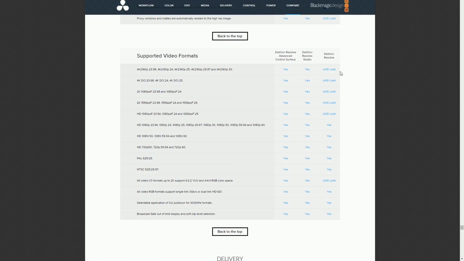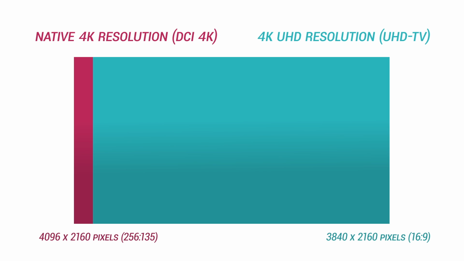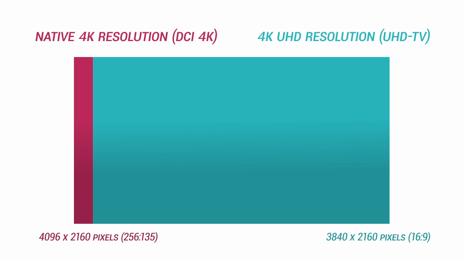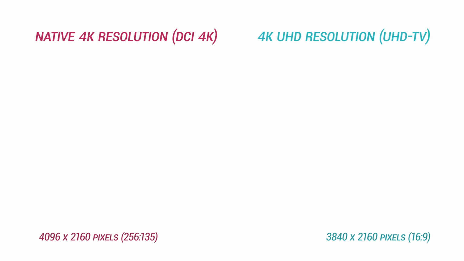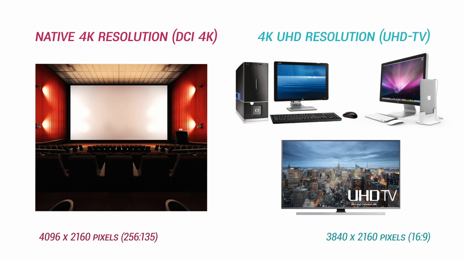UHD limit means that you can still export something that's 4K, but it will have a ratio of 16 by 9. The next video will be all about the differences between 4K and 4K UHD, but the bottom line is that the two are not really that different. They're both classified as 4K, and if you have a standard commercial screen, whether it's your computer monitor or your television at home, it's most likely 16 by 9. Native 4K is of most interest to people whose work is going to be projected in a cinema screen.